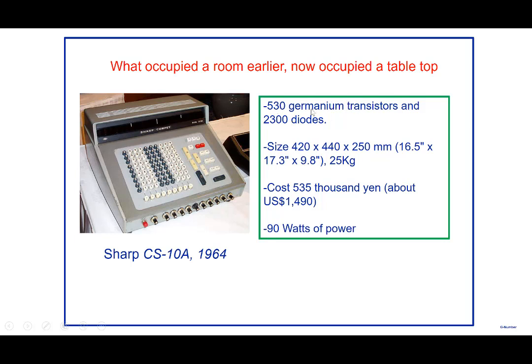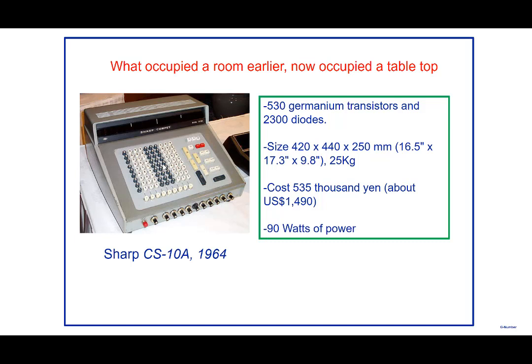A calculator consisting of, at that time, transistors made out of germanium: 530 germanium transistors and 2300 diodes. Note that it's no longer a huge computing machine. It no longer weighs in tons. It weighs a few tens of kilograms, and it doesn't consume kilowatts of power. It consumes only 90 watts, and instead of occupying an entire room, it occupies a fraction of your table. So a vast improvement occurred in terms of what one could do with the transistor.